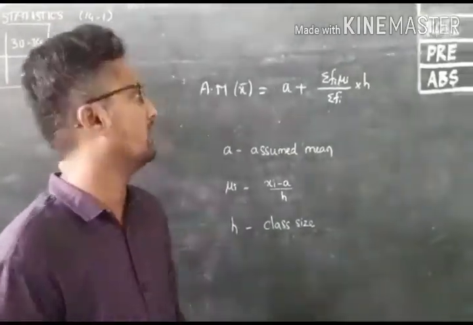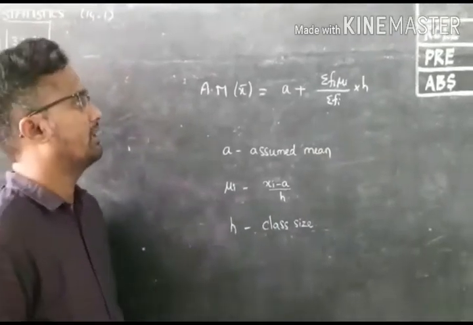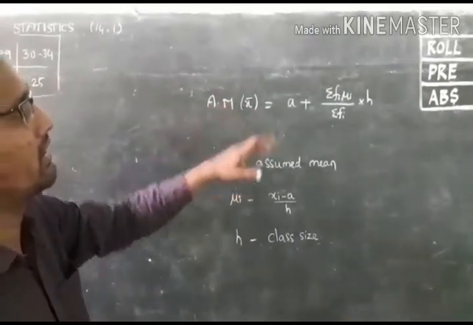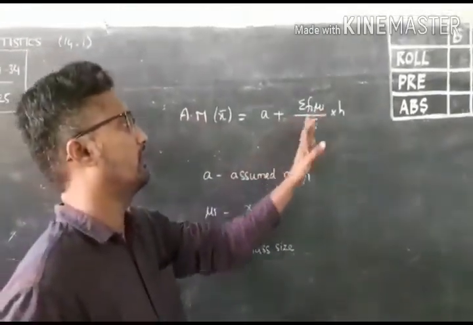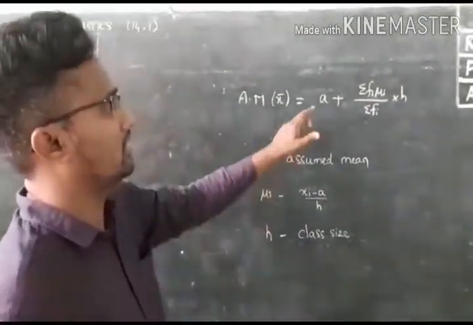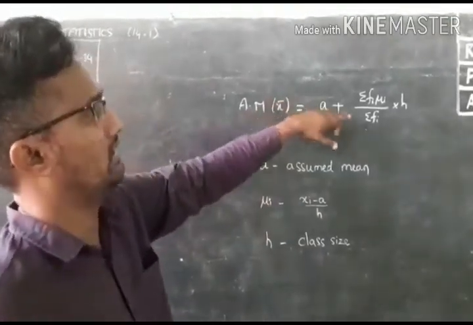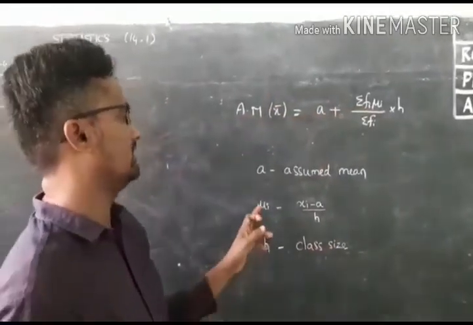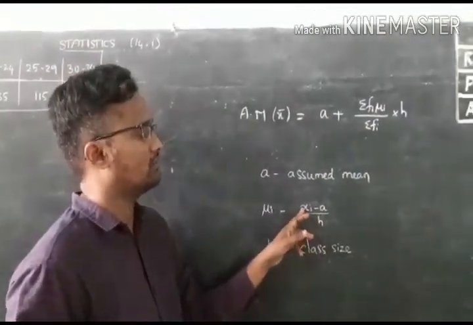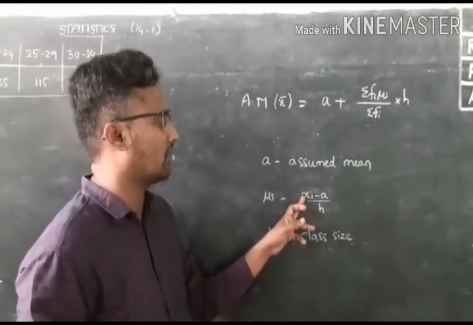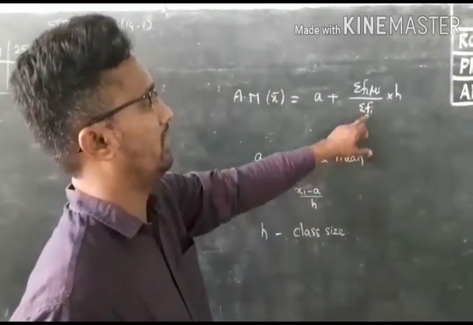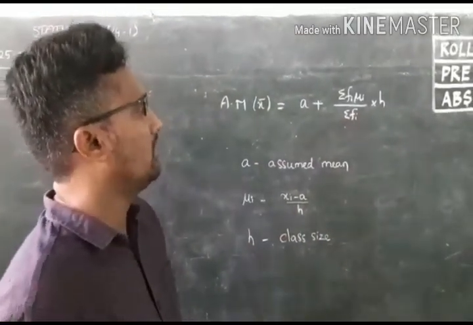The formula for the arithmetic mean in the step deviation method is: the arithmetic mean, denoted by x bar, is given by a plus sigma fi ui by sigma fi, into h. Here a is the assumed mean, and ui is the deviation, given by the formula xi minus a by h. xi is, as you know, the mid value or class mark, h is the class size, and sigma fi is the sum of the frequencies.